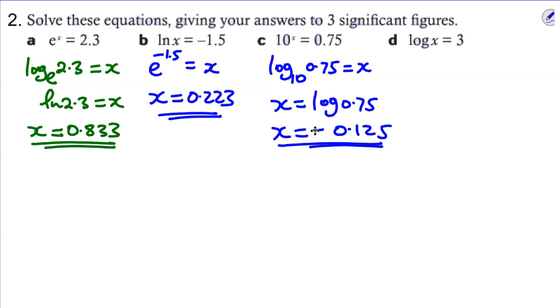And then for D, we may have to convert from logarithmic form to exponential form. So 10 to the power 3 is equal to x. So x will be 1,000.